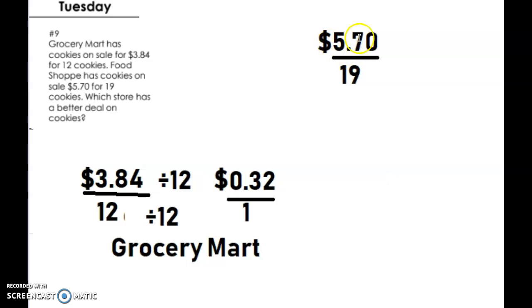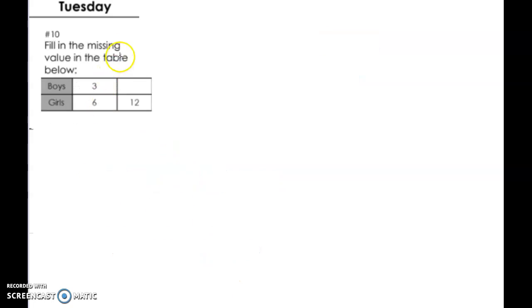So you can do the same thing. You're going to basically divide 570 by 19 and you'll have another rate. And you're going to say which one's a better rate, who has a better deal. And then you can go on and explain it for number 9. So I did half of it for you. You guys have to do the other half. Good luck.